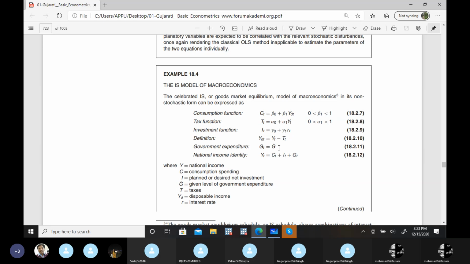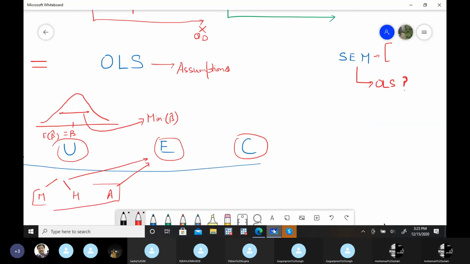That's the first question: can we estimate all these parameter coefficients with OLS or not? Then second, if we run the OLS, will we get all these estimates, all these coefficients? These two things we have to take into account in these simultaneous equation models. The first, can we apply OLS? I have mentioned that here.